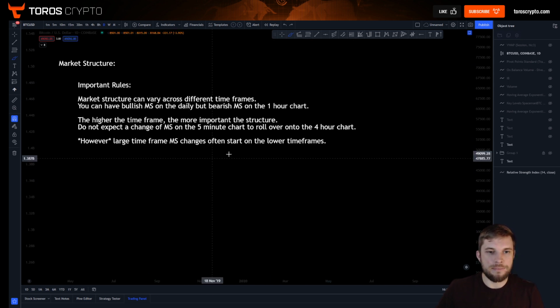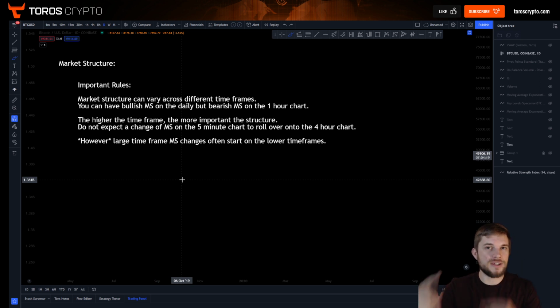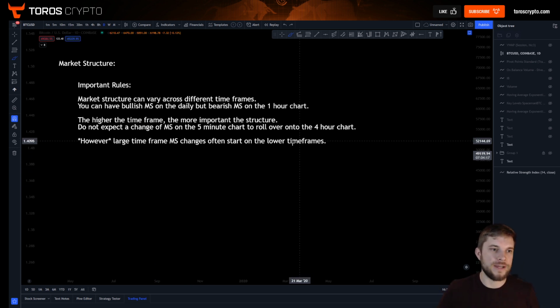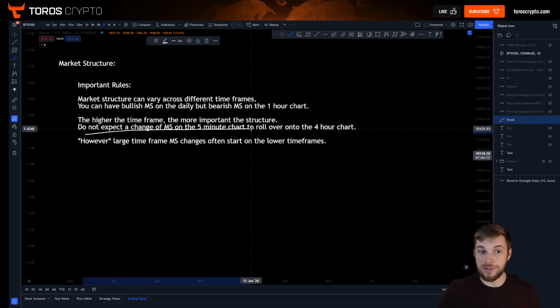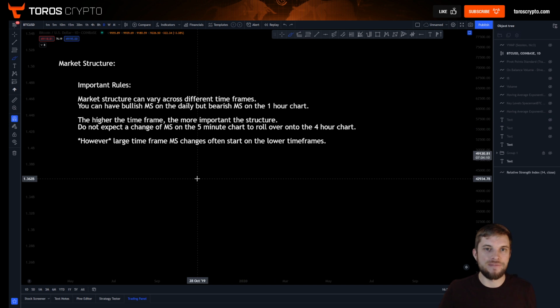So it is important, and this being more of an advanced level, if you can start to notice those changes of market structure on the low time frames and they start to roll over onto the higher time frames, that can give you a really good indication. Usually you wouldn't expect this change of market structure, however, you're seeing this rolling over impact, you're seeing a very big change of behavior overall. And often these large time frame changes in market structure do start on those lower time frames.